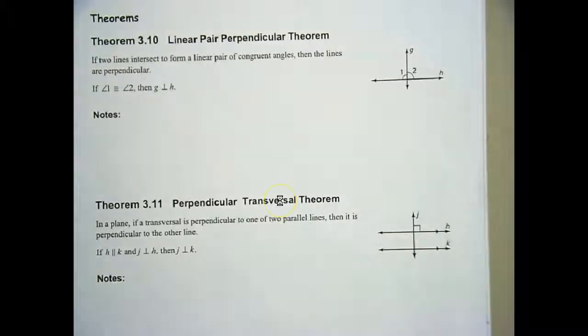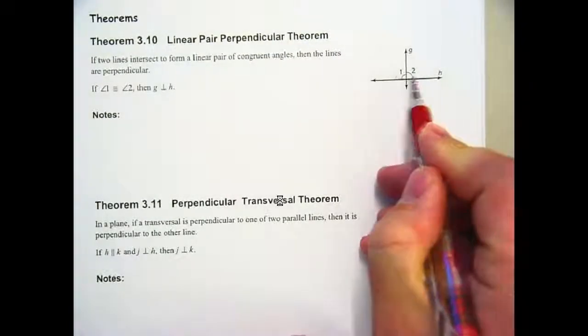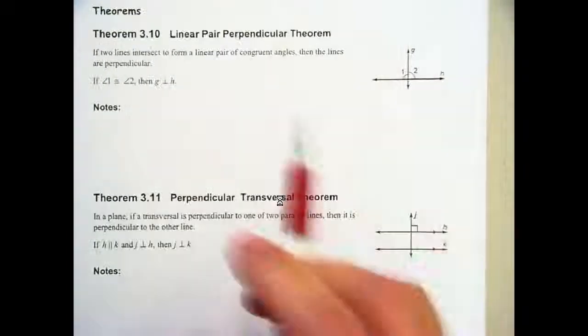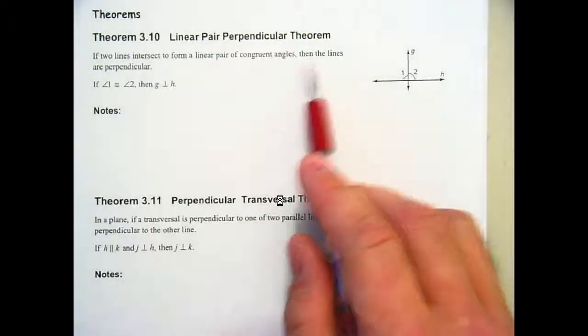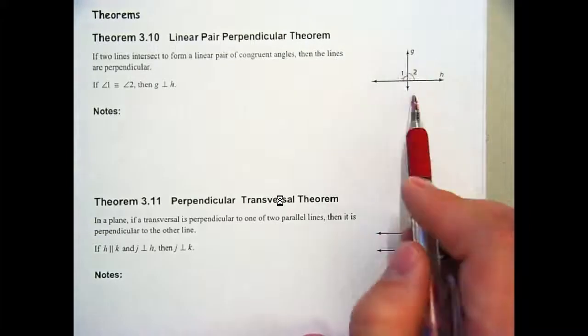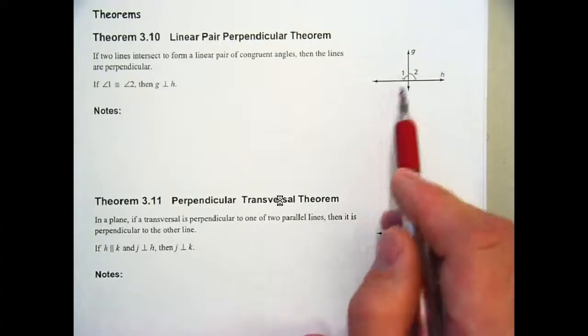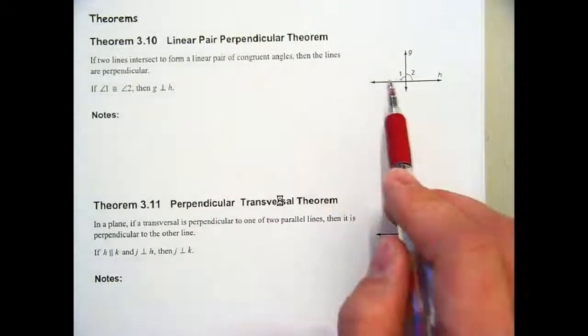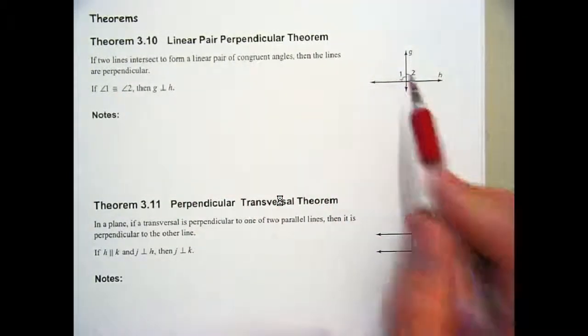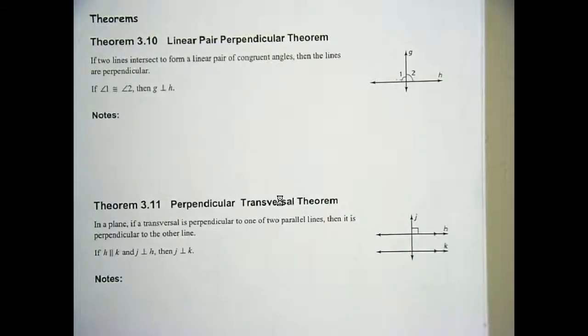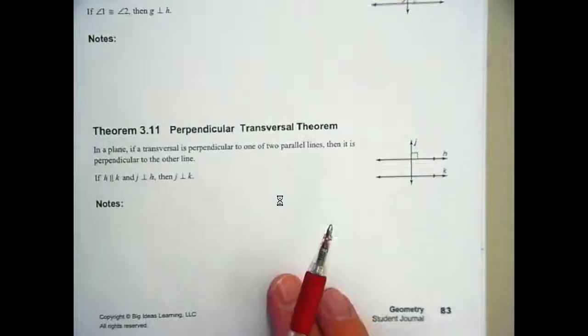All right, so linear pair perpendicular theorem. If two lines intersect to form a linear pair, remember, a linear pair is a straight line, adding up to 180 degrees, then the lines that intersect to form that linear pair are perpendicular, meaning that G is perpendicular to H, which also means angle 1 is congruent to angle 2 there. Because they're congruent angles, they both equal 90.